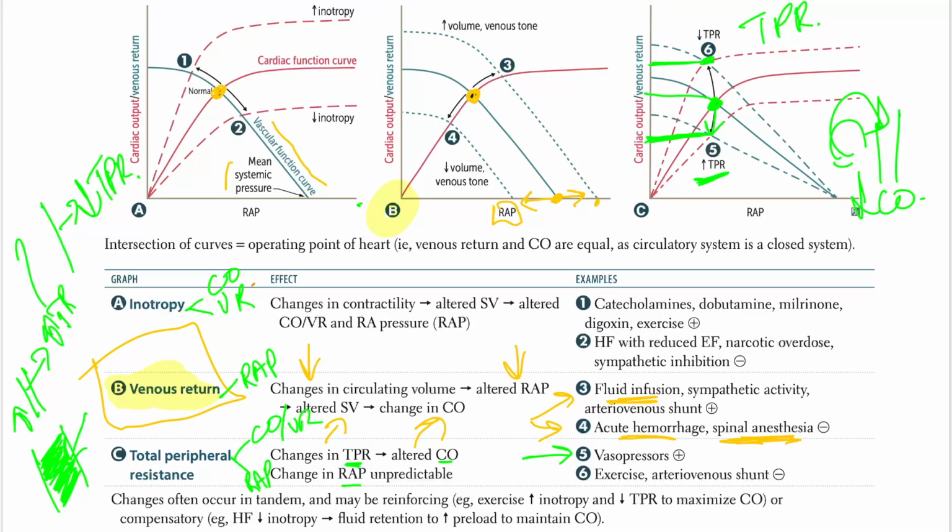Okay, and what is the sixth one? Exercise. Exercise would decrease the TPR and open AV shunts. So remember we talked about AV shunts.